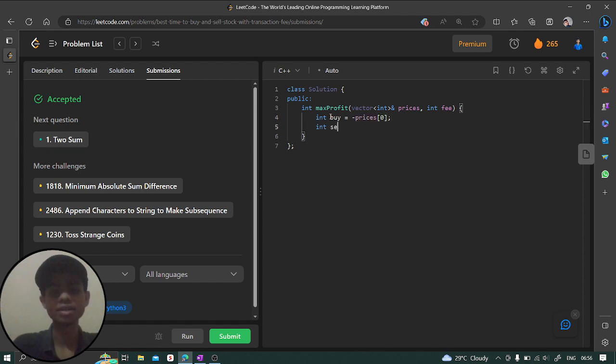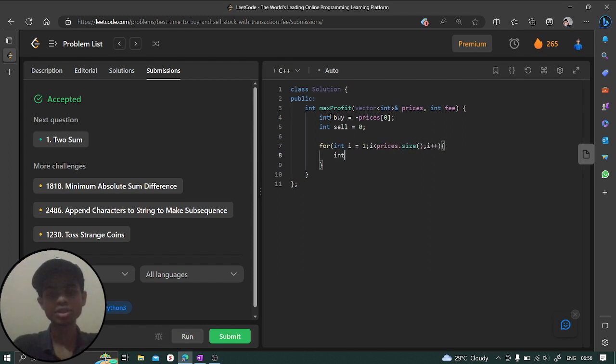Then we are going to say sell, which is initially 0, meaning net profit is 0. Then we say for int i equals 0, and i less than price.size(), i++. First of all, store this in previous buy, which is nothing but buy. Then update your buy, which is the maximum of buy or sell minus price[i], right?